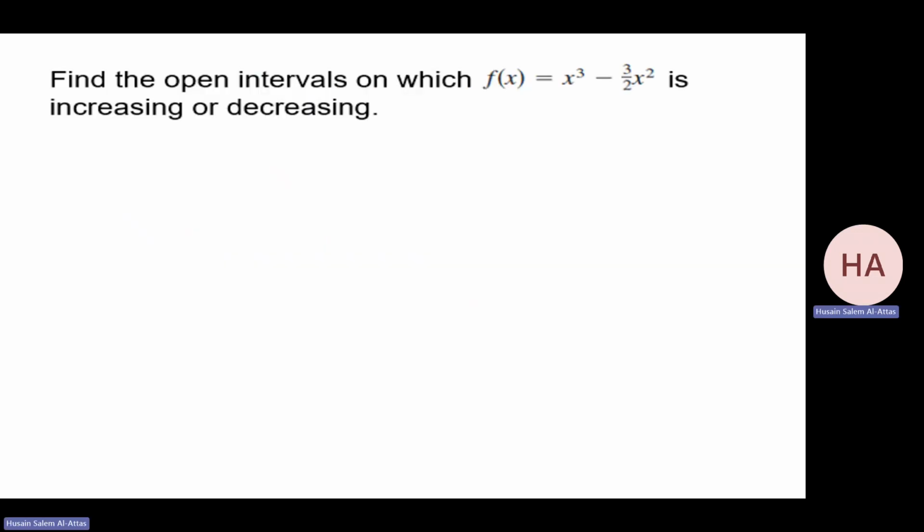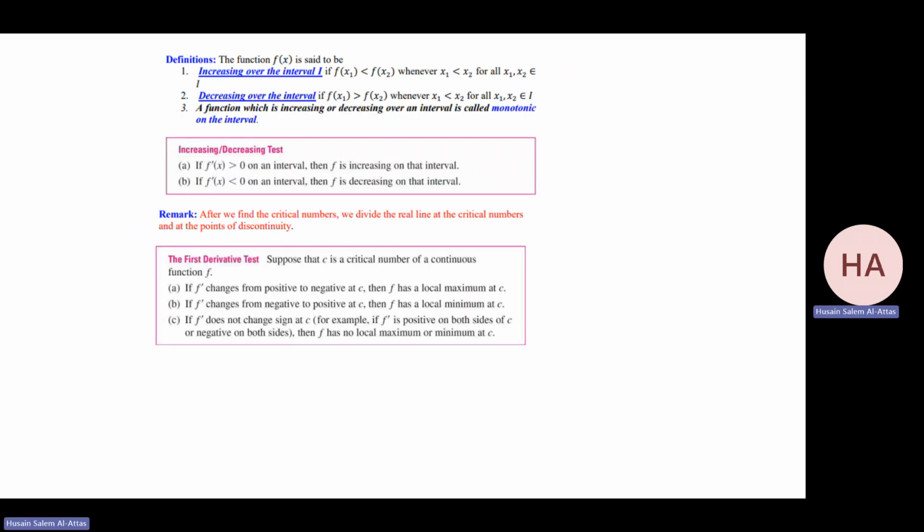As usual, we will start with the basics of this section. We define the meaning of increasing in general. It means if x1 is less than x2, then f of x1 will be less than f of x2. However, we say it's decreasing if I have two x values, x1 and x2, with x1 less than x2, then f of x1 will be greater than f of x2. And we call an increasing or decreasing function a monotonic function.